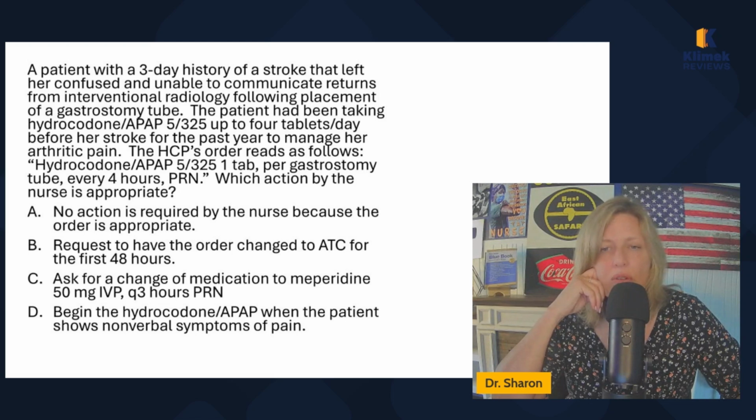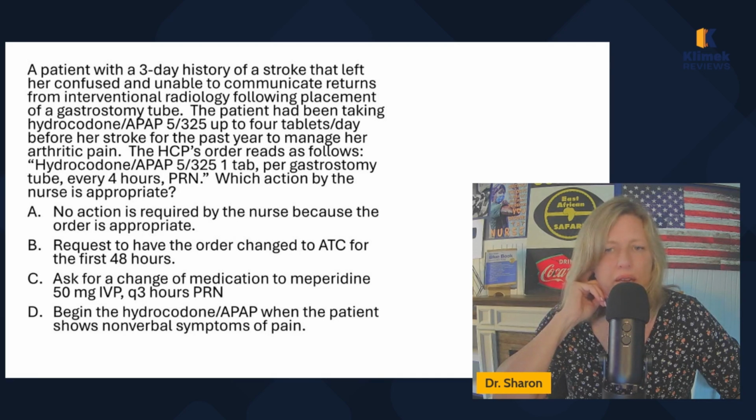Maybe. It's ordered. How is it ordered? Per G tube. It's not sustained release. You can't do sustained release in a G tube, but it's not sustained release. She can have it every 4 hours. That's an appropriate dose. But PRN, she's confused and unable to communicate. So I'm not sure if she'll be able to ask for it PRN.